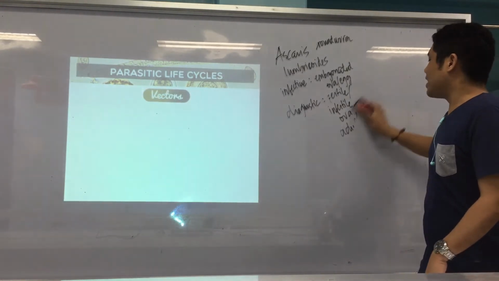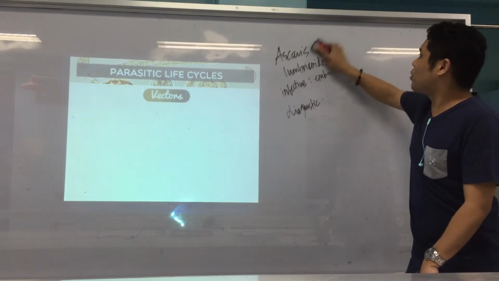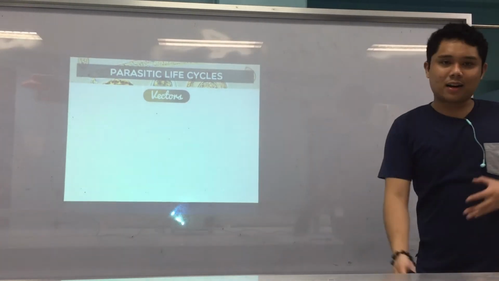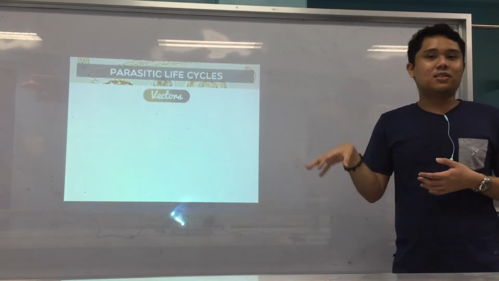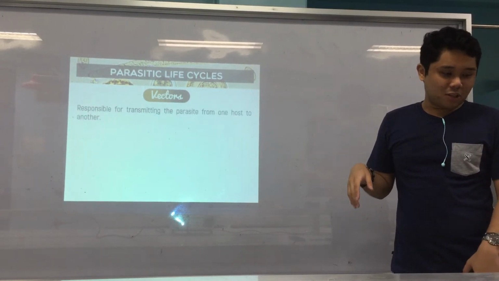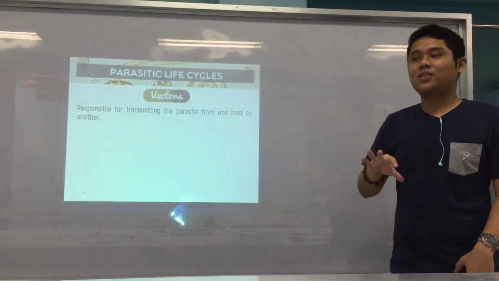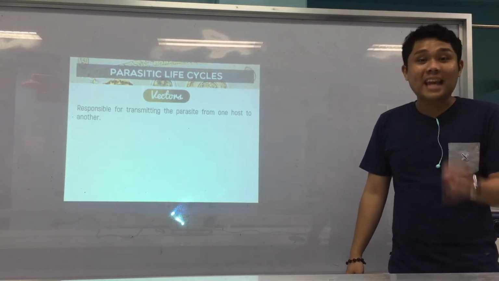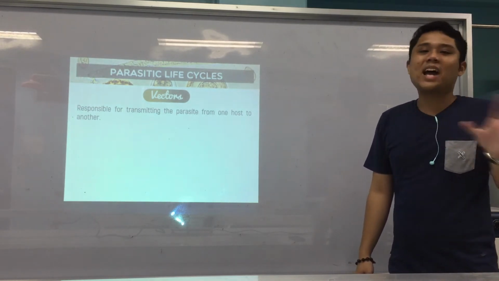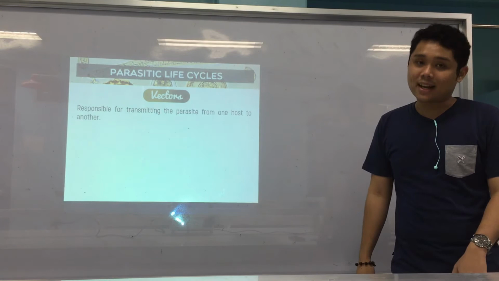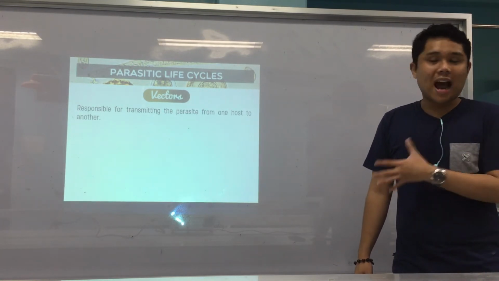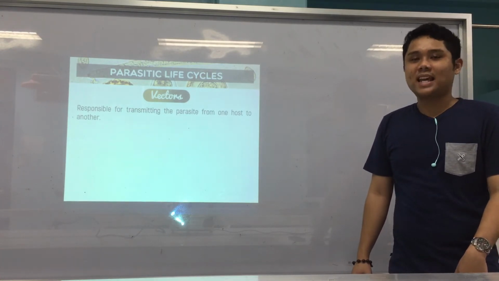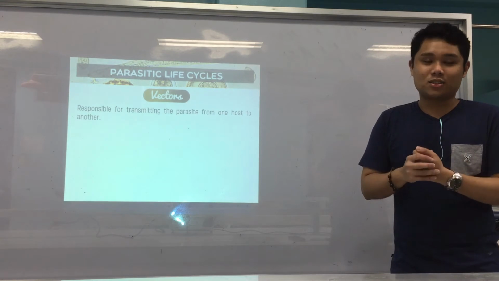Another very important component of a parasite's life cycle is the vector. Vectors are a carrier or a means of transferring, responsible for transmitting the parasite from one host to another. Most of the time, vectors are insects: arthropods, mosquitoes, ticks, lice, sandflies, mostly insects. You'll get to know that in your lecture. There are many vectors, and I think I'll introduce some in our class soon.